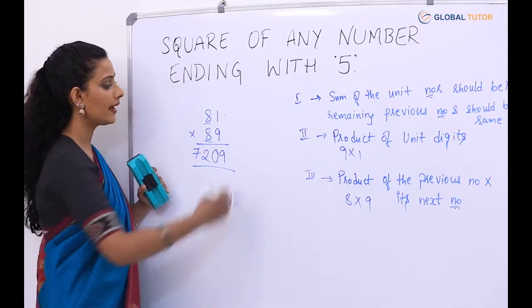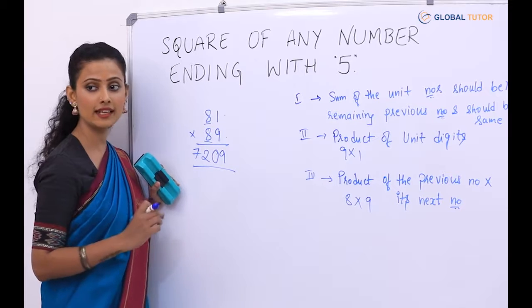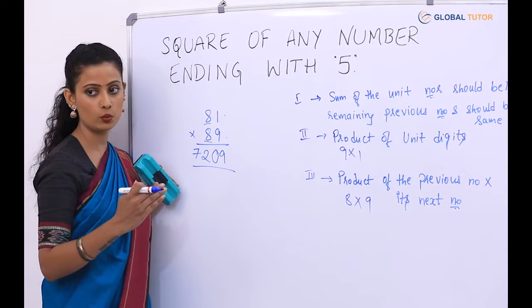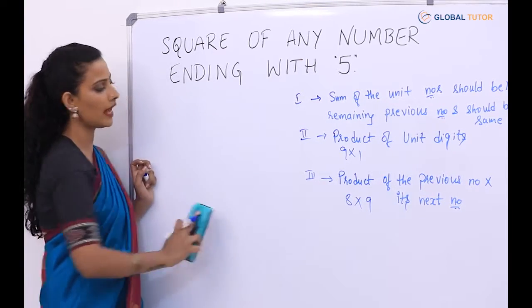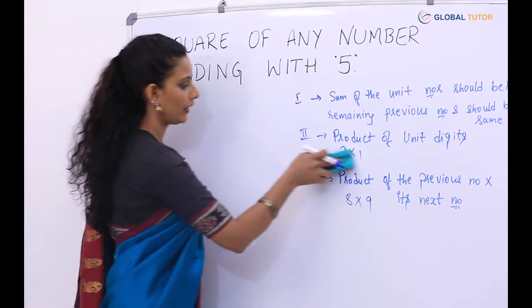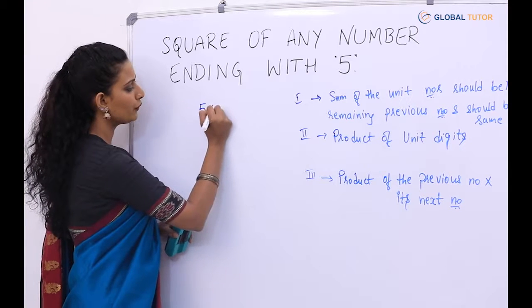So here the extension of this sutra is called Ekadhikena Purvena, which means by one more than the previous one. So let us see how to solve that, and this will be applicable to find the square of any number ending with 5. Here let's take an example of 55 into 55.